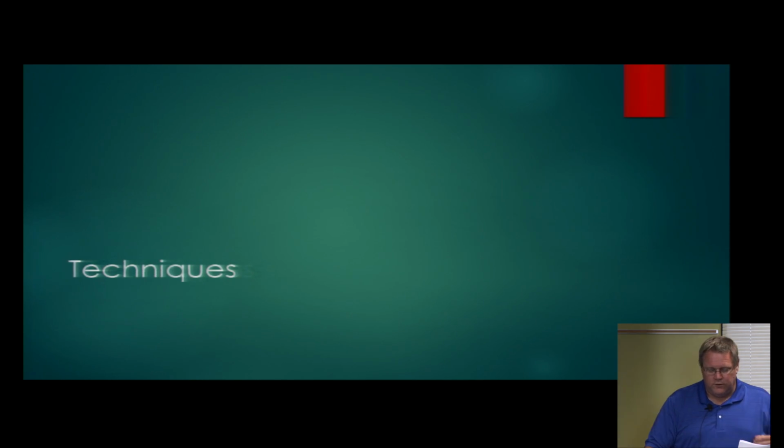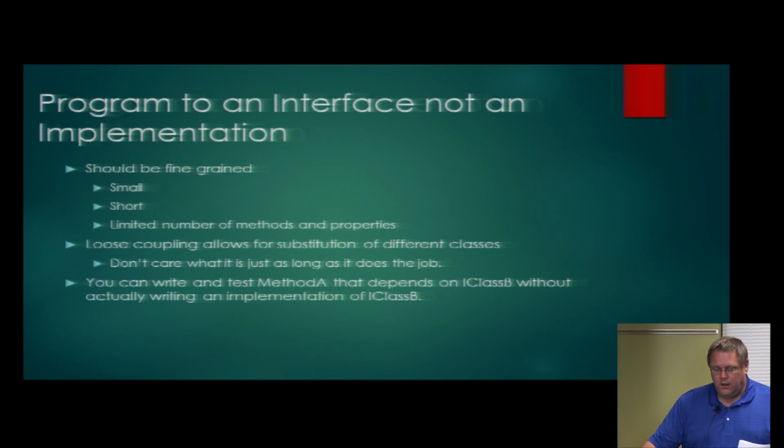Some techniques we can use. Program to an interface, not an implementation. Okay? We talked that interfaces should be fine-grained, they should be small, short, and limited in the number of methods and properties. I kind of just did a quick check, and I don't think I can find anything in the .NET framework that has more than 10 methods and properties. Okay? I'm sure there is something somewhere buried in there, but I wasn't finding it very fast.